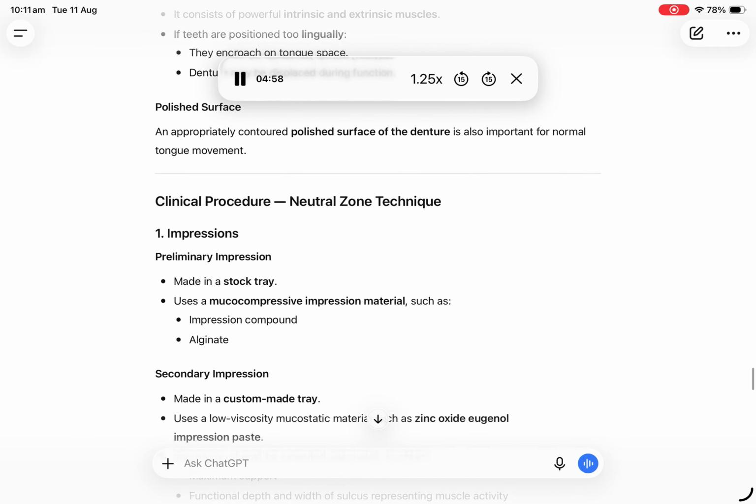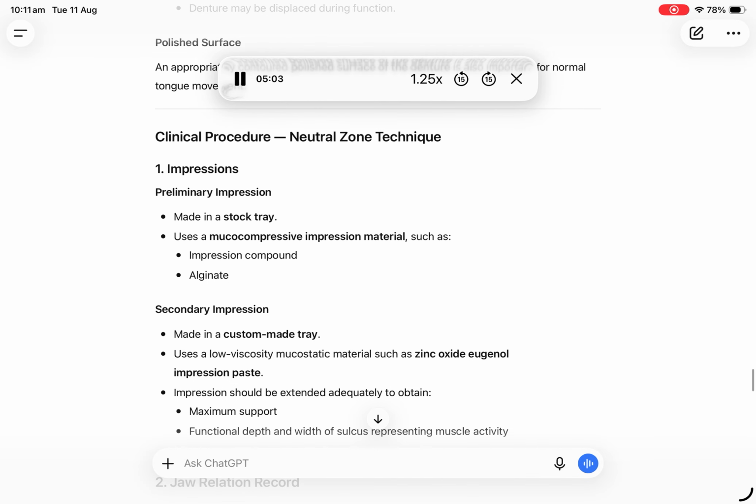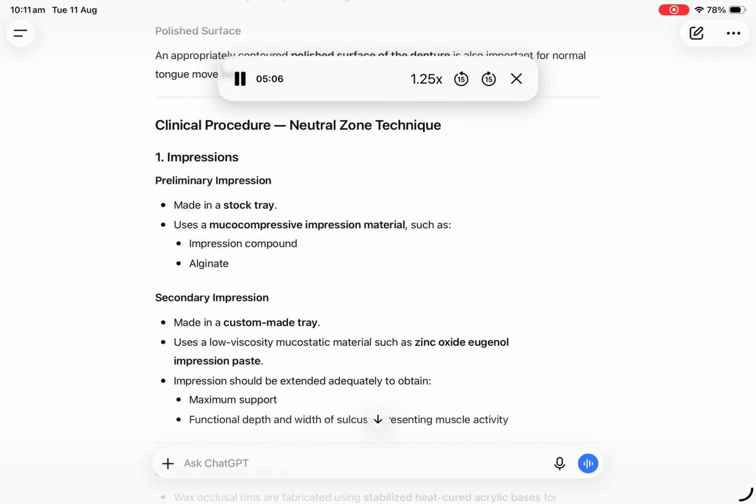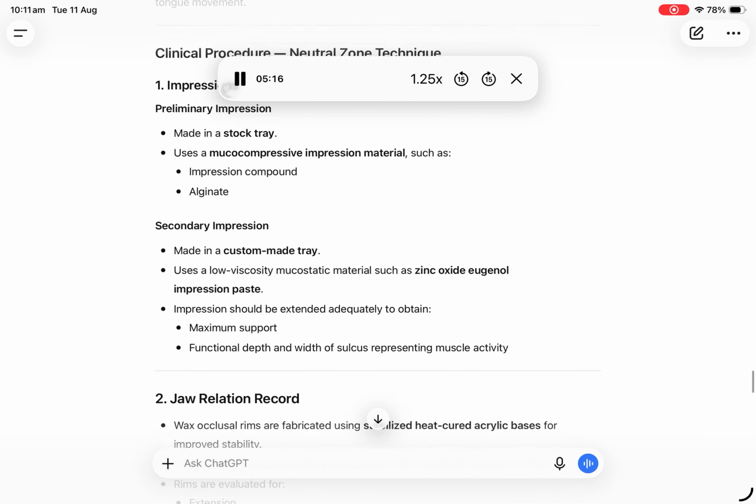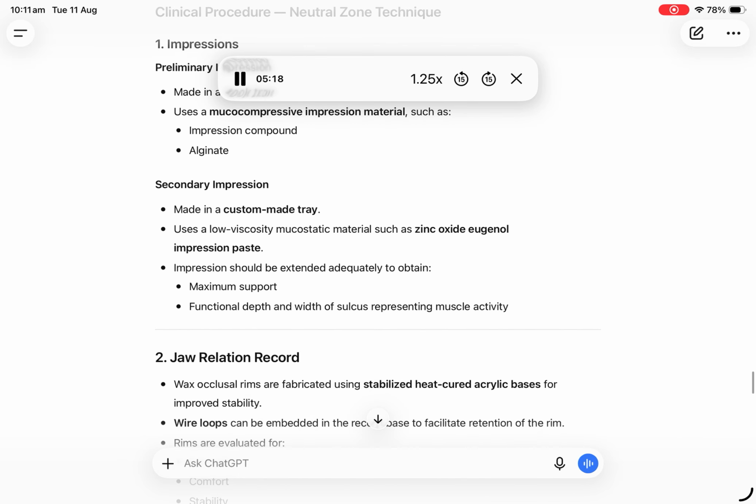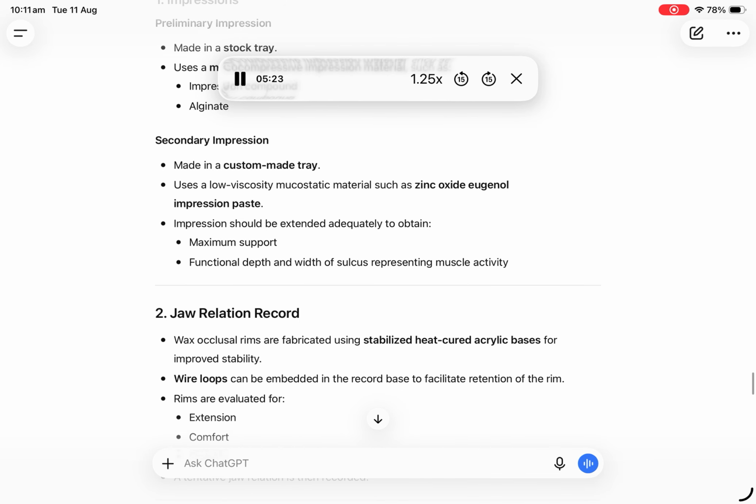Clinical procedure, neutral zone technique. Number 1. Impressions. Preliminary impression is made in a stock tray. It uses a mucocompressive impression material, such as impression compound or alginate. Secondary impression is made in a custom-made tray. It uses a low-viscosity mucostatic material, such as zinc oxide eugenol impression paste. Impression should be extended adequately to obtain maximum support, functional depth, and width of sulcus representing muscle activity.